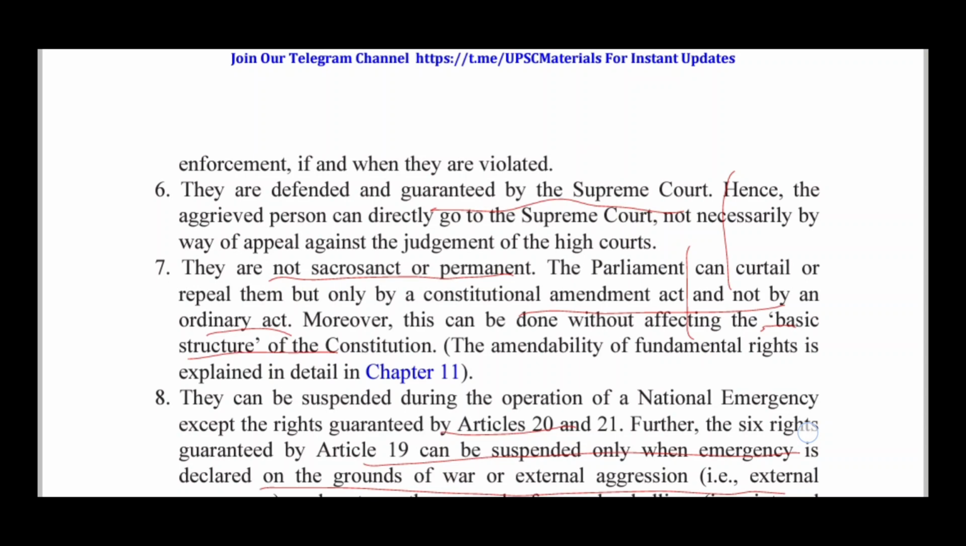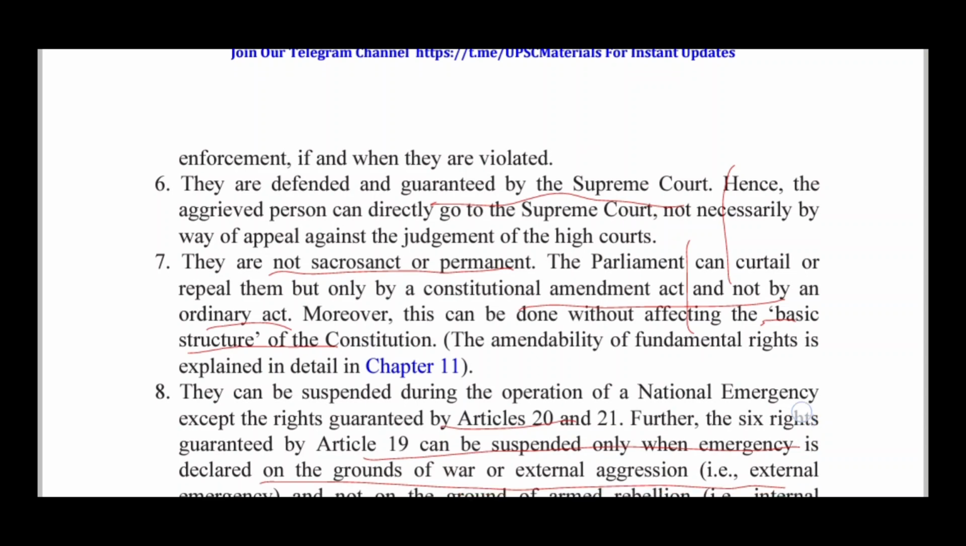Also we should note that even if we are doing that, it should not affect the basic structure of the Constitution. So when they are making an amendment to the fundamental rights, it should not affect the basic structure of the Constitution. That should be kept in mind. So this is the seventh feature available for the fundamental rights. That is, they are not sacrosanct or permanent. They can be amended by an act of the Parliament.